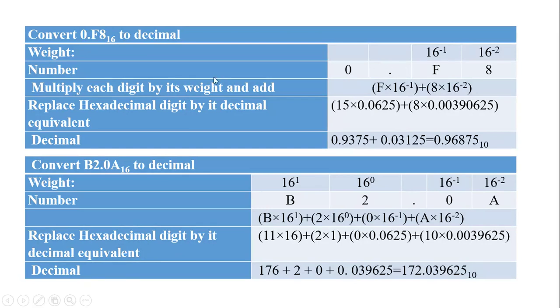These are examples of fractions, octal fractions. So again, multiply each digit with its weight and add. We replace hexadecimal characters by their decimal equivalent. So this is the corresponding number.